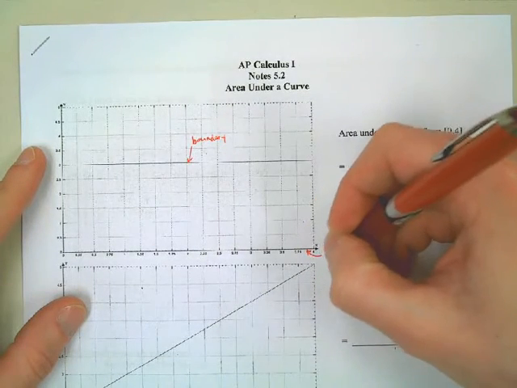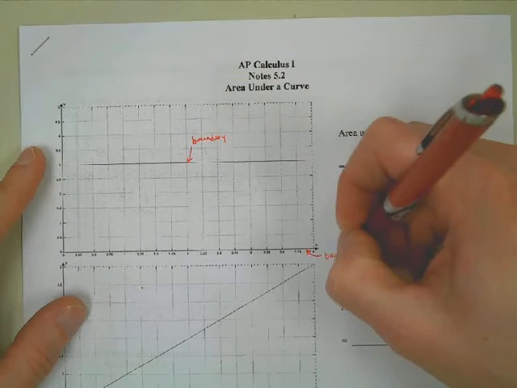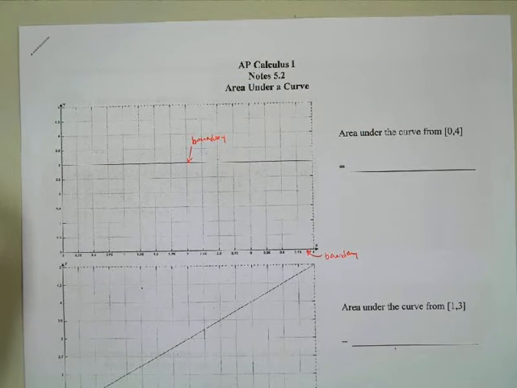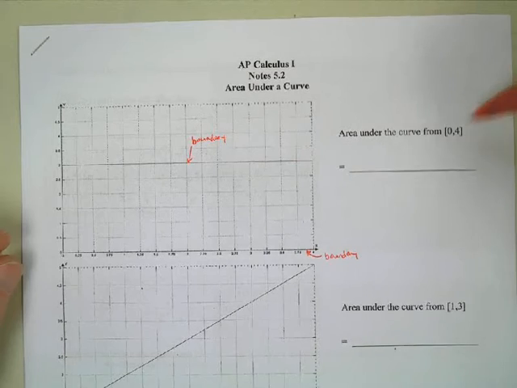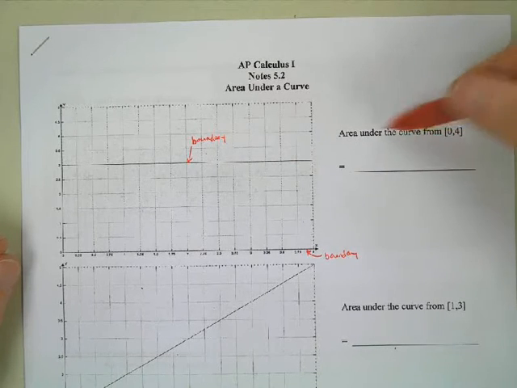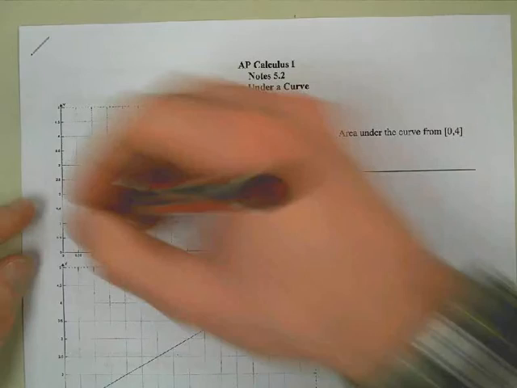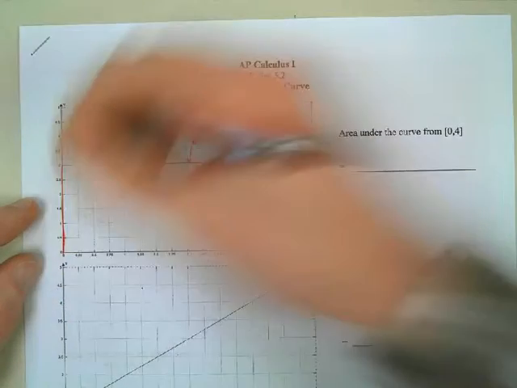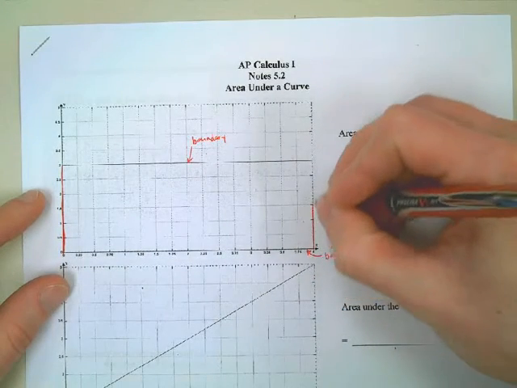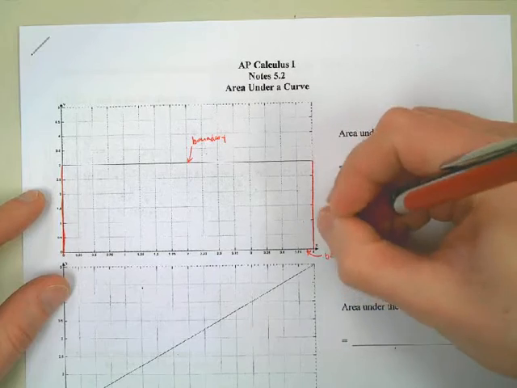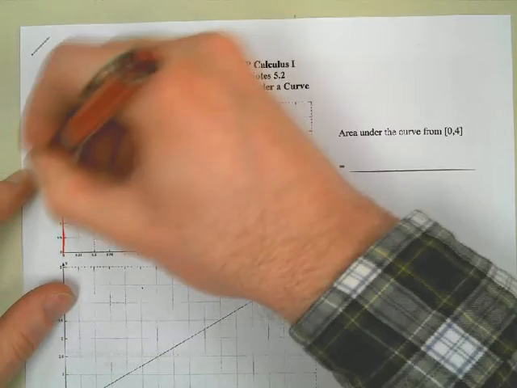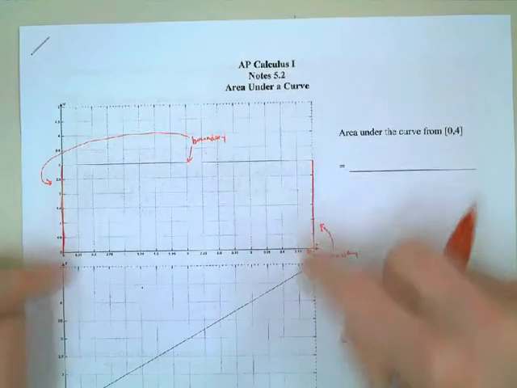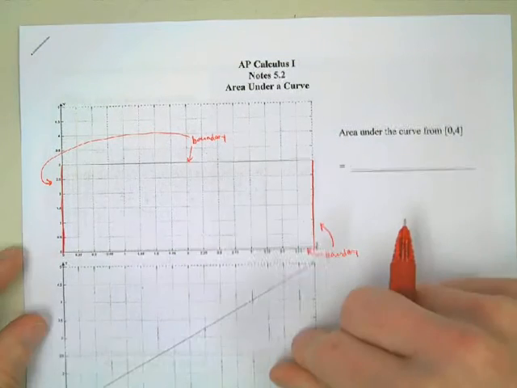And then we still need some more boundaries though, right? Well, we want to find the area under the curve from 0 to 4. So here's 0 right there, and then to 4 right here. And so that means this is also a boundary, and this is also a boundary right there. The vertical lines at 0 and 4, those are boundaries. So we have 4 boundaries. Sometimes we'll have more than that, but here we have 4 boundaries.